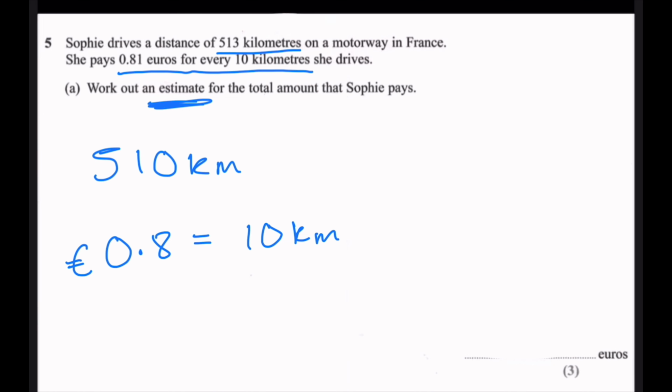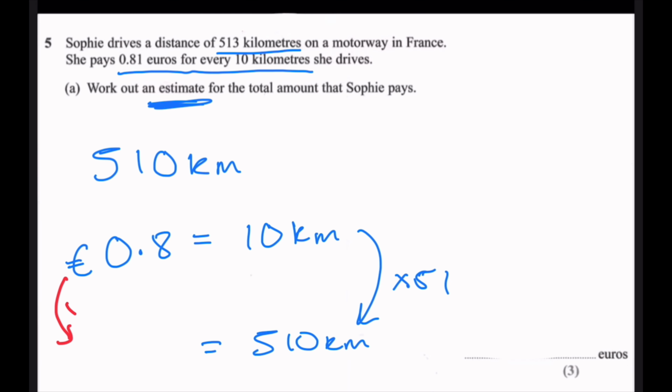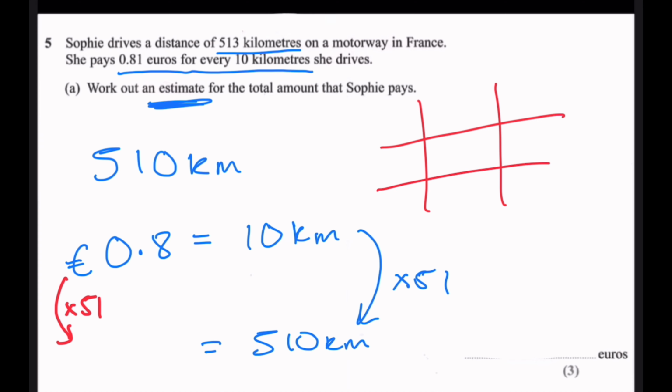Okay, how do I go from 10 to 510 kilometers? I've multiplied by 51. So I'm going to do exactly the same on the other side. Multiply by 51. Now, this looks really complicated. It's not. We're going to use the grid method to help us with this. So I'm going to partition the 51 into 50 and 1.